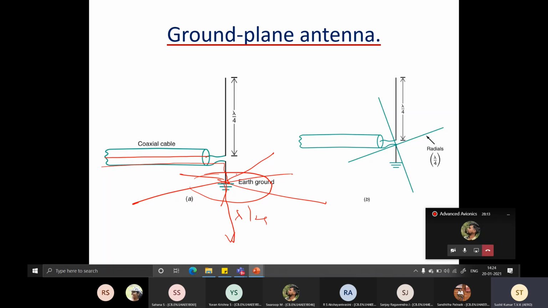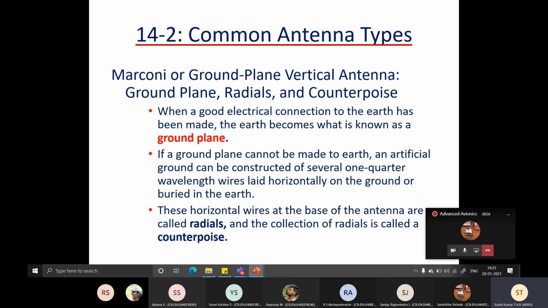Of course, there are issues. No Earth is going to be a perfect mirror, so the radiation is not going to be as good as lambda by 2. But it's better than not being able to have a lambda by 2 antenna. That's why on the aircraft you will find all these antennas projecting like this. The fuselage acts as the Earth, a perfect shield, since if it is metallic, it is a perfect shield. So all antennas, either at the bottom or top, project like this on the aircraft, and they are all Marconi antennas. These radial wires, laid horizontally, are called counterpoise, running around in all directions.